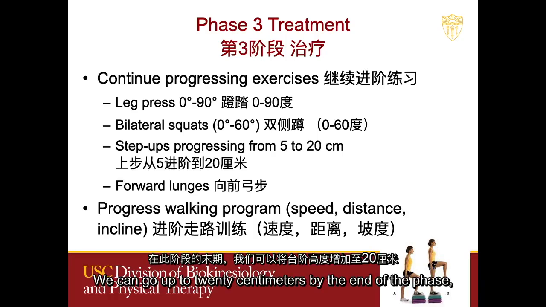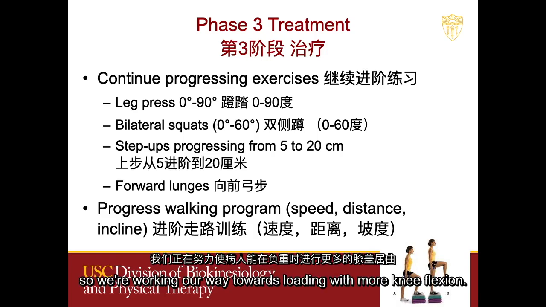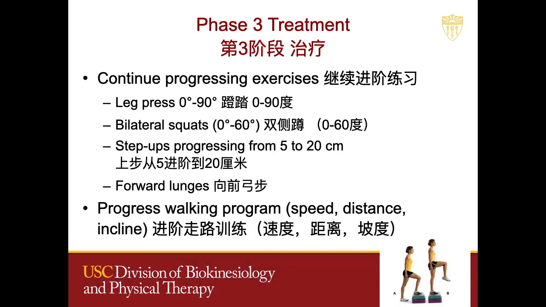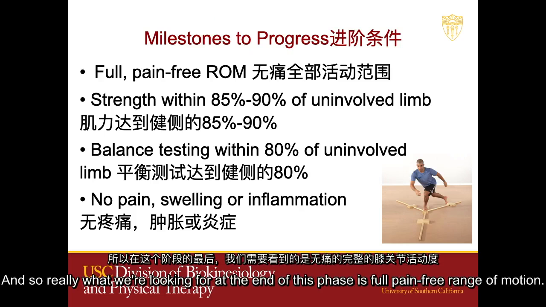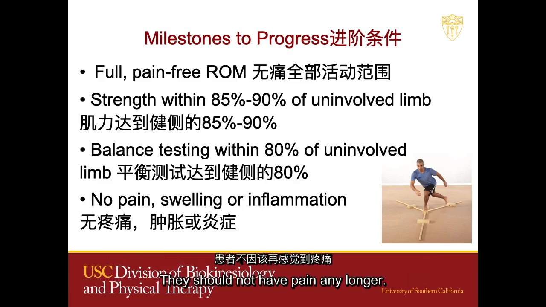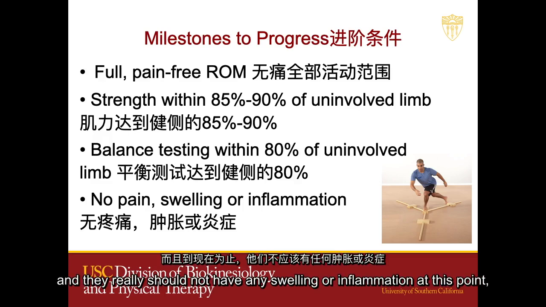Step-ups, we can go up to 20 centimeters by the end of the phase. But again, that's the end of the phase, okay? So we're working our way towards loading with more knee flexion. And so really what we're looking for at the end of this phase is full pain-free range of motion. They should not have pain any longer. Their strength, like I said, should be 85 to 90%. Their balance testing should also be at least 80%. And they really should not have any swelling or inflammation at this point.